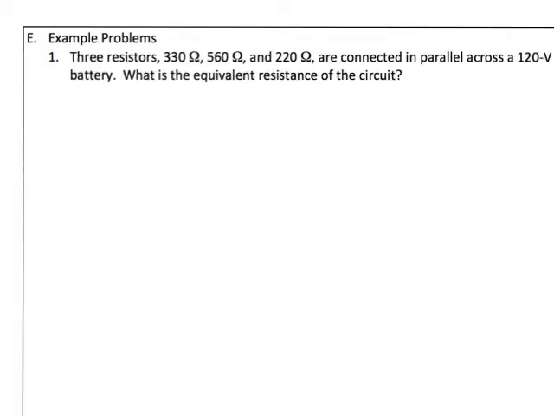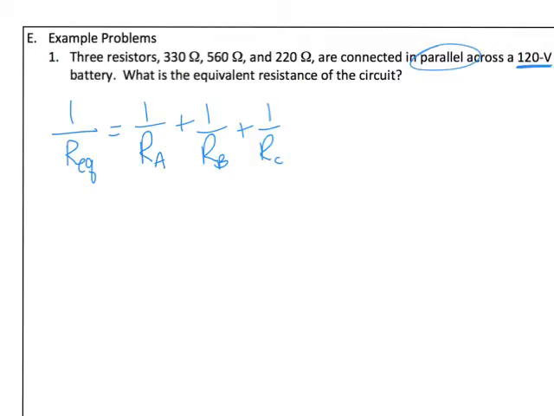So I have a practice problem for you. We've got 3 resistors that are connected in parallel across a 120 volt battery, and we're asked to find the equivalent resistance of the circuit. Now this voltage that's given is extra information. We do not need it. So we're going to use our equivalent resistance equation for a parallel circuit. So I've got resistors A, B, and C, since there are 3 of them that are given. Remember, you can add numbers in any order, so it doesn't matter which one of these are resistor A, B, and C, but I'm just going to plug in those numbers.